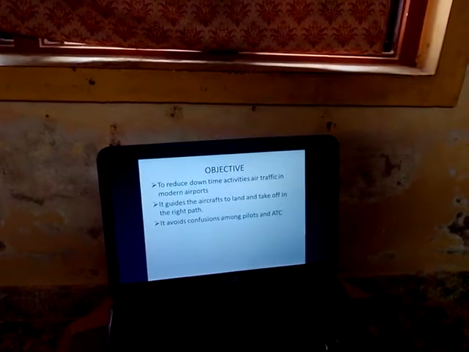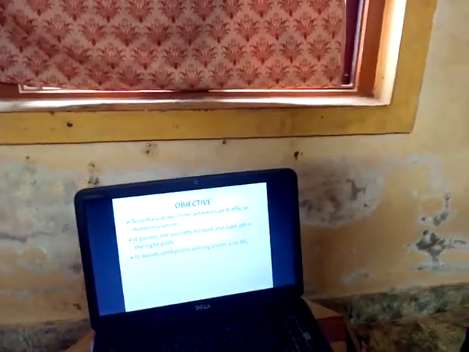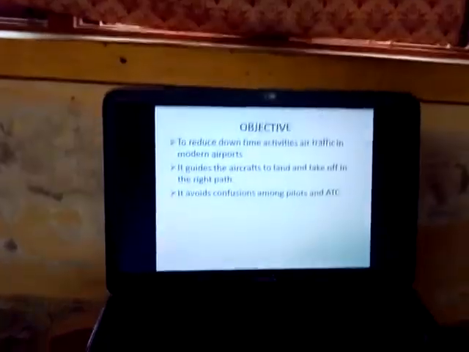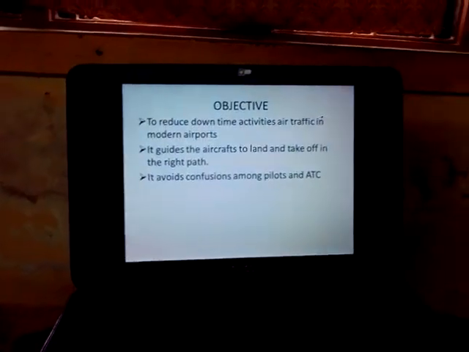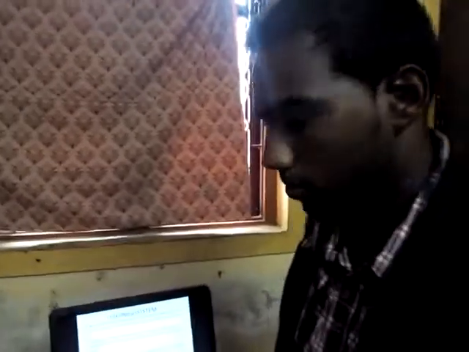Next, objective. The objective is to reduce the downtime of activities, as air traffic is more in modern airports. It guides the aircraft to land and take off on the right path. It avoids confusion among the pilots and ATC. ATC is nothing but air traffic control. Now we move on to the existing system.